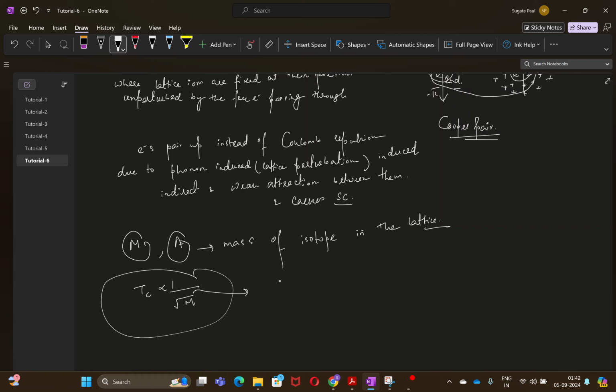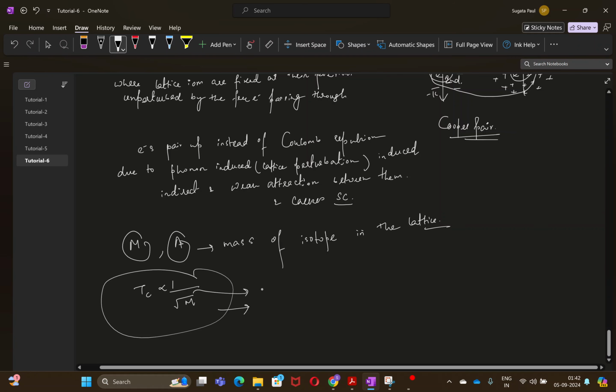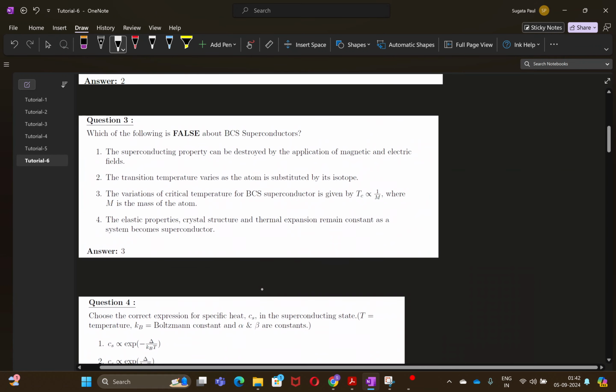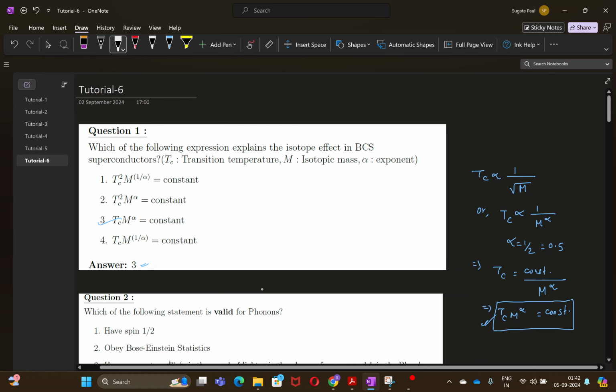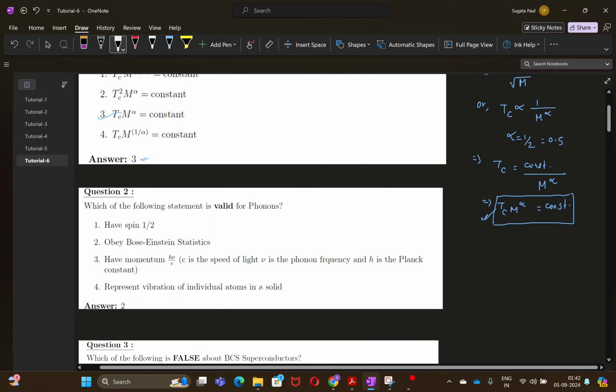But this is the ideal understanding of how the Tc of the superconducting element is dependent on the isotopic mass m, and this has an inversely proportional relation with m to the power alpha, and from experiments it is specified that the alpha value is half or 0.5. So this is the idea of isotopic effect. This is also a result of BCS theory that you have probably studied. So this is question number 1 that we have done.